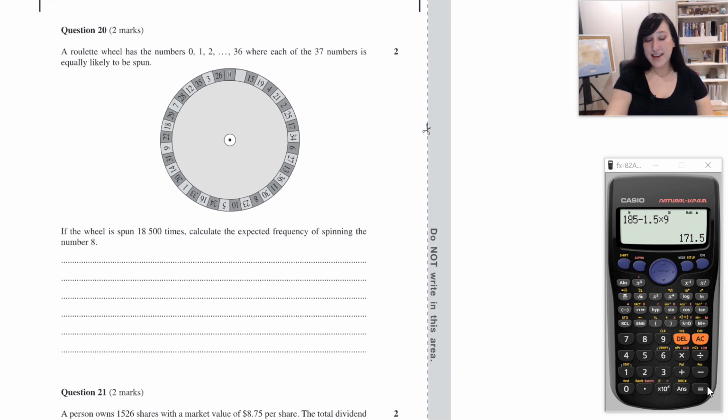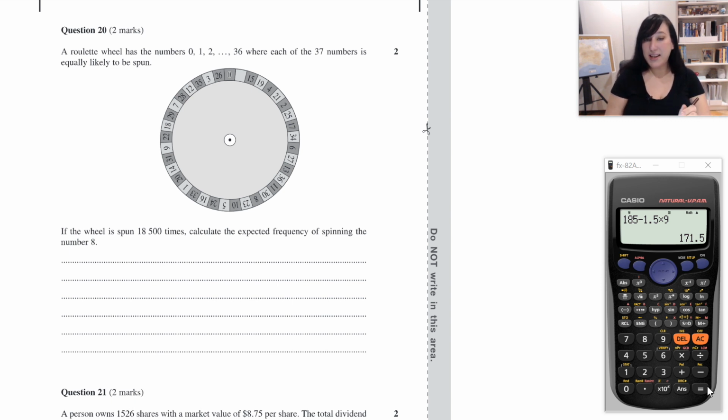Okay, question 20 says, a roulette wheel has the numbers 0, 1, all the way up to 36, where each of the 37 numbers is equally likely to be spun. If the wheel is spun 18,500 times, calculate the expected frequency of spinning the number 8. So to get the expected frequency, we want to know what's the probability of getting the number 8, and then we can just multiply that by how many times we would spin the wheel.